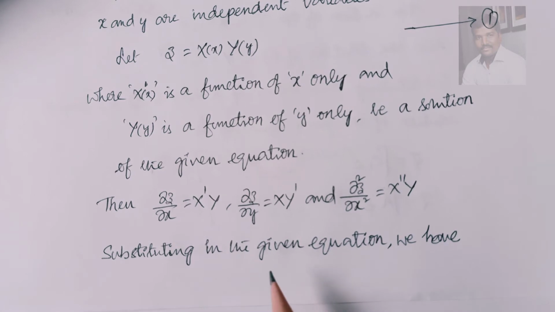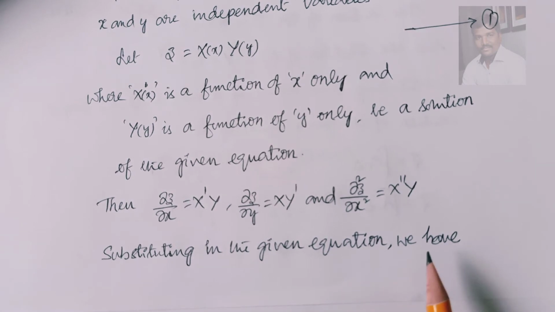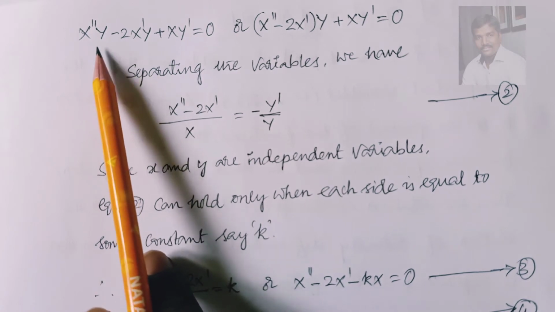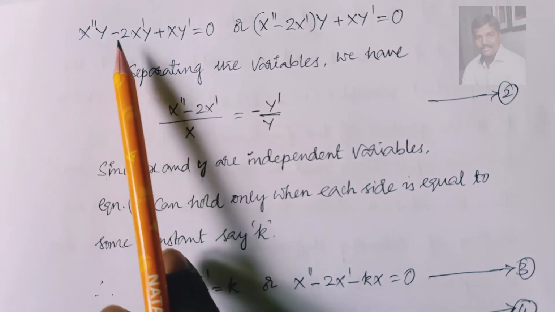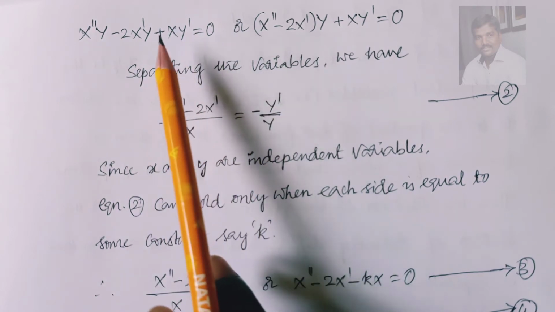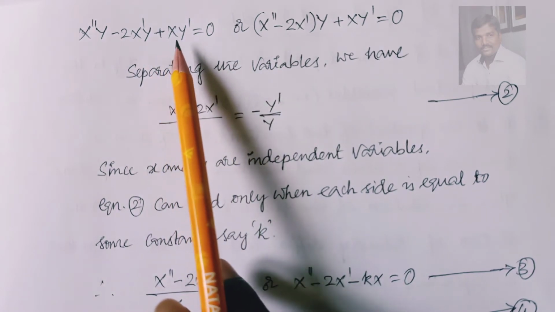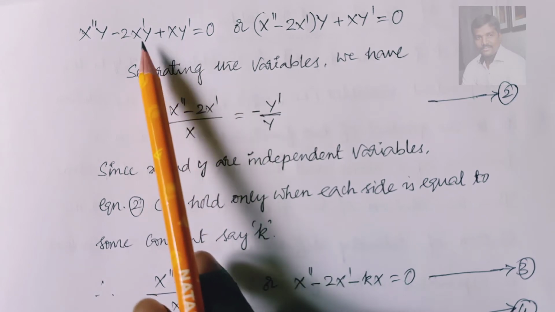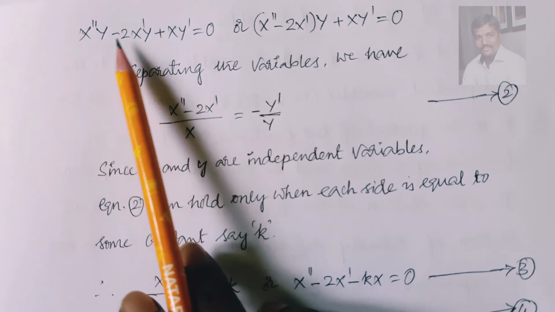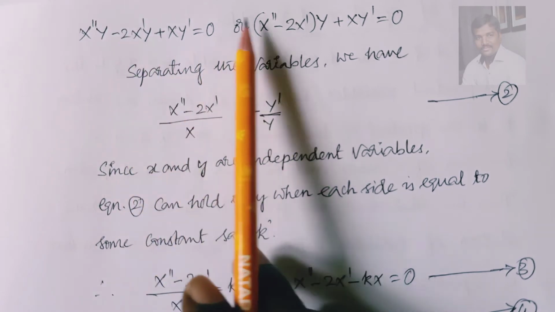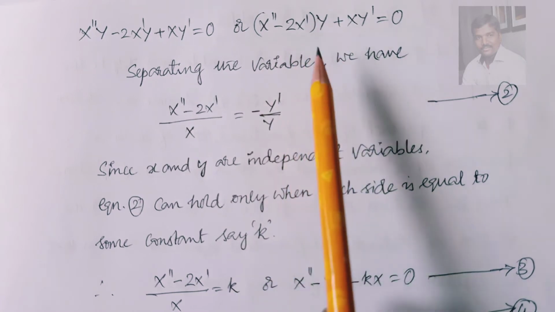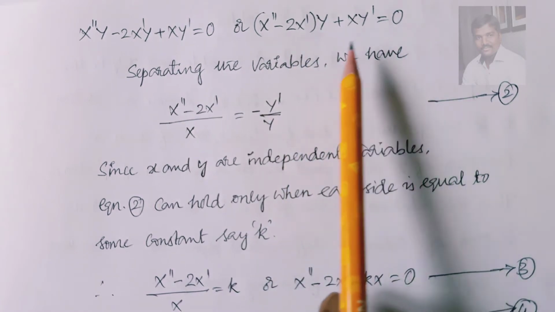Okay, substituting in the given equation, we get X double dash into y minus 2 capital X dash y plus xy dash is equal to 0. Now, simplifying this, if I take y common from these terms, I get the equation: capital X double dash minus 2 capital X dash into y plus xy dash is equal to 0.